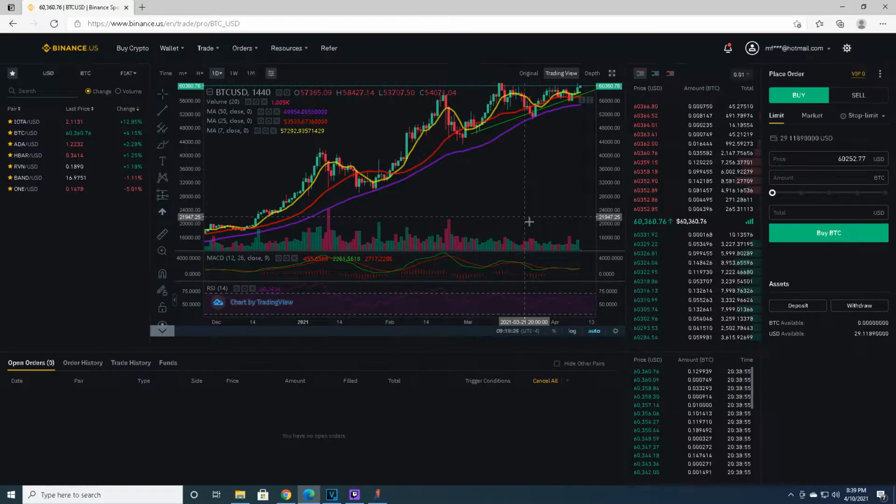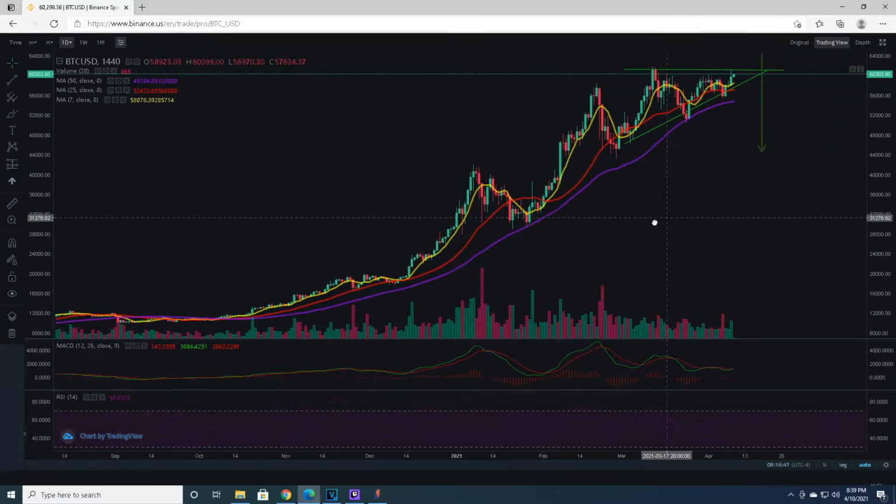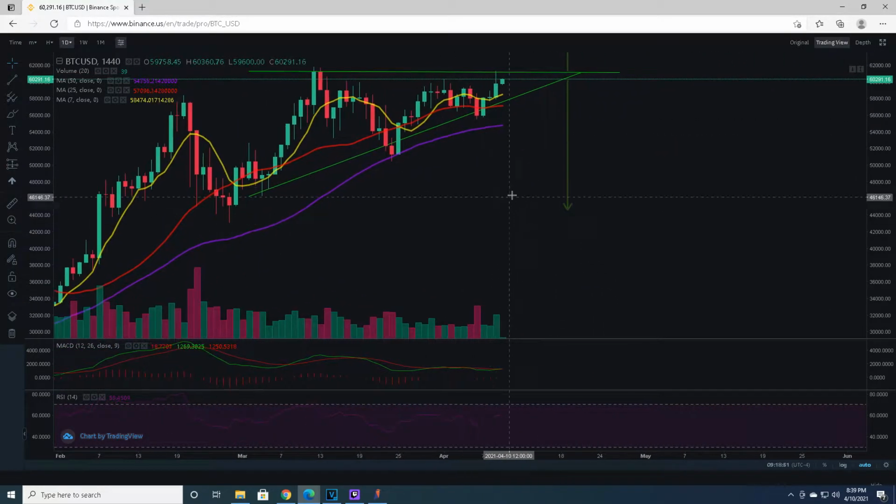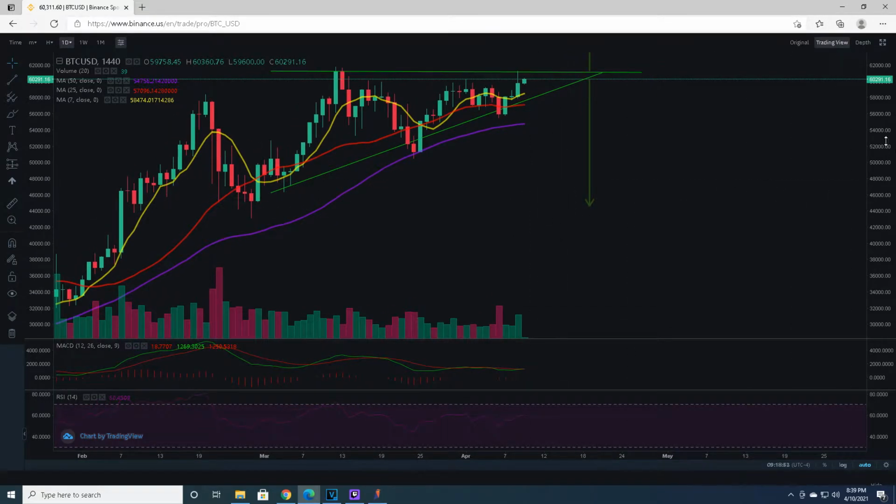All right, guys, getting right into this, we're going to start with the Bitcoin chart. And we're going to start with one of three types of triangles that I'm going to describe today. And I'm only keeping it to three. Keep it simple. Keep it really easy to follow. So Bitcoin right now on the daily chart is in an ascending triangle.